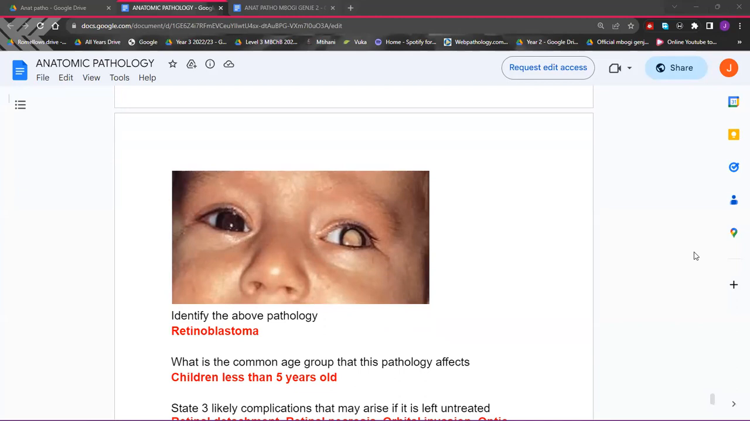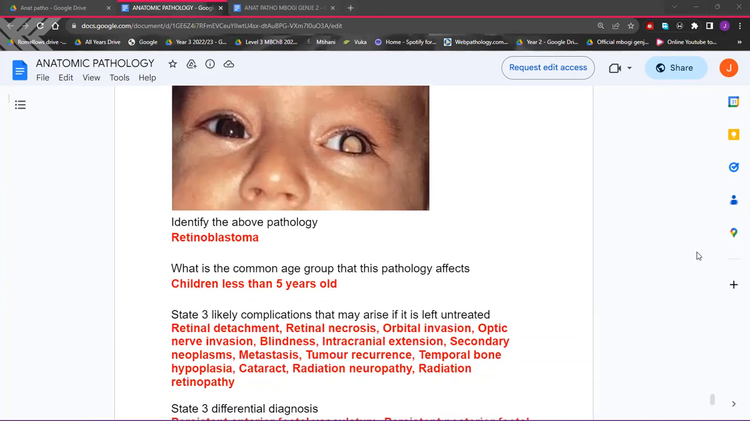We can attempt raised intracranial pressure, intracranial extension, blindness, of course. Any other choice? You can also have things like retinal detachment, exactly, retinal necrosis, orbital invasion, optic nerve invasion, secondary neoplasias or neoplasms, metastasis, tumor recurrence, temporal bone hypoplasia, cataracts, radiation neuropathy, radiation retinopathy. So those are kind of the complications that may arise if you don't treat retinoblastoma.